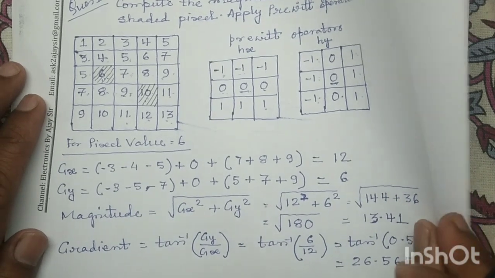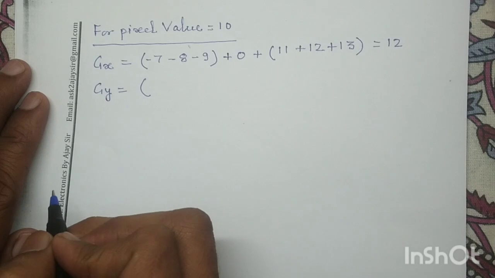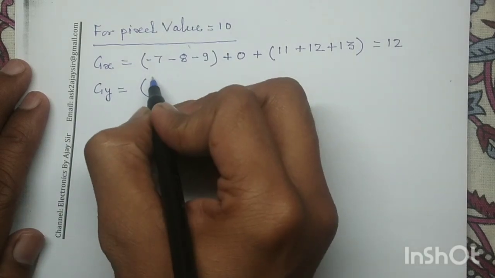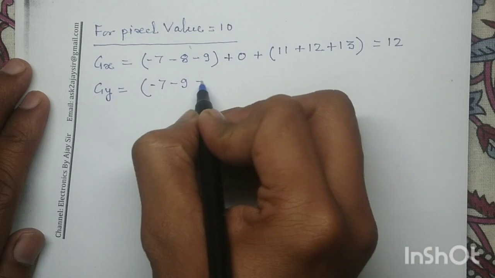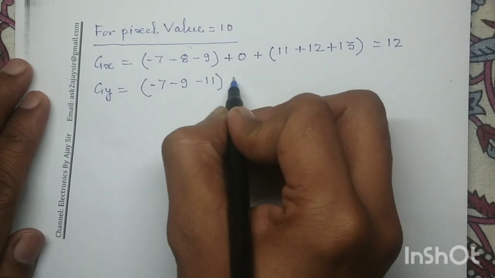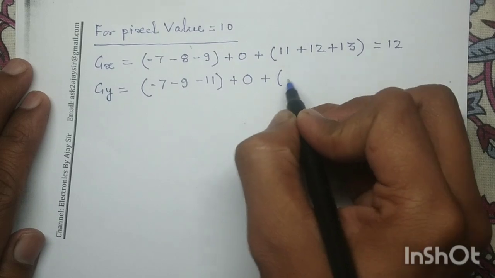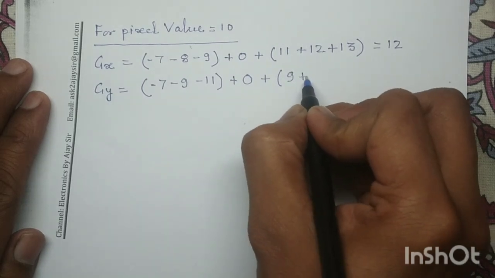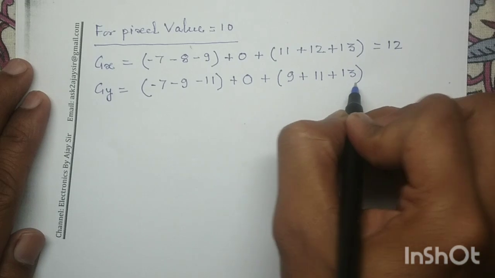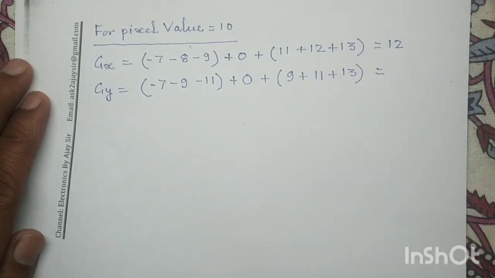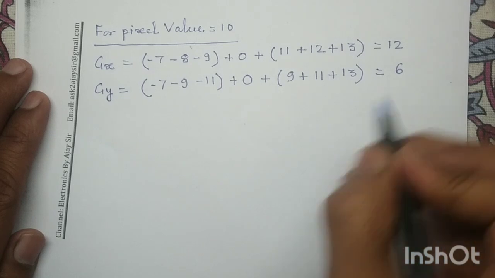So if I write the result, it would be -7, -9, -11 from the first column. From the second column, my result is 0, and from the third column, it is 9 plus 11 plus 13. Again, if you do the calculation, you will get the answer 6.